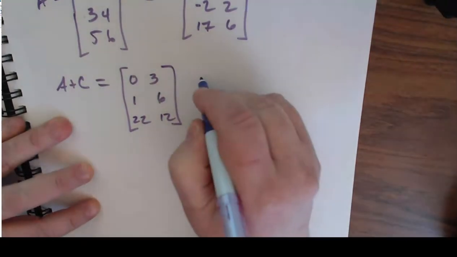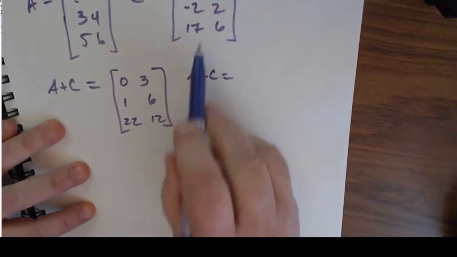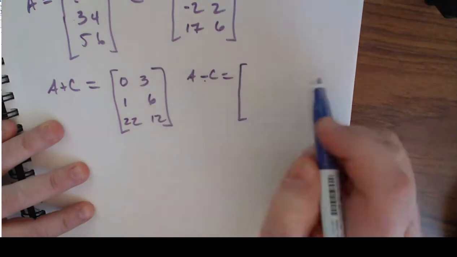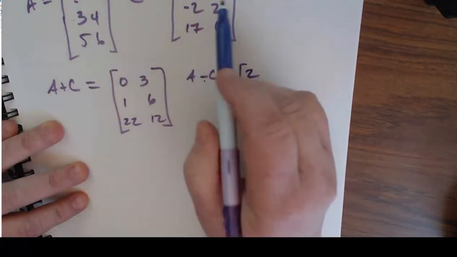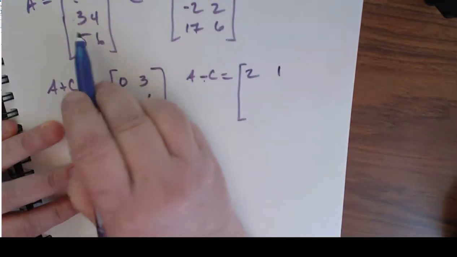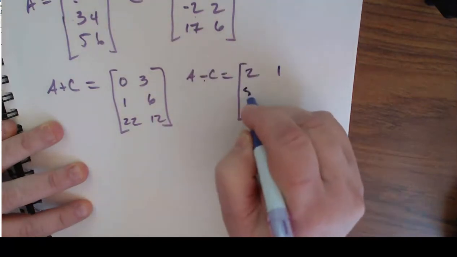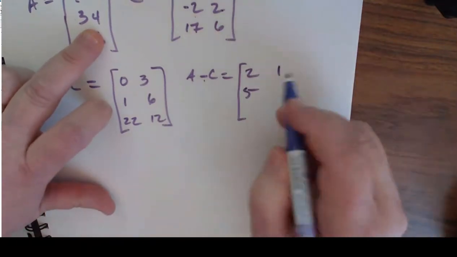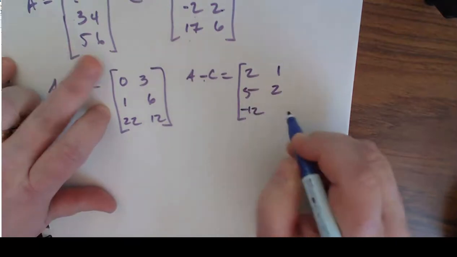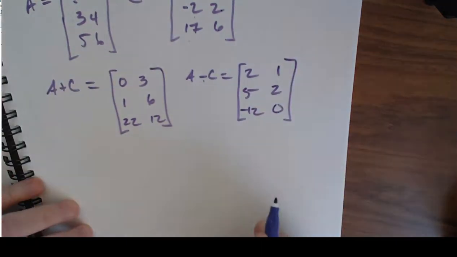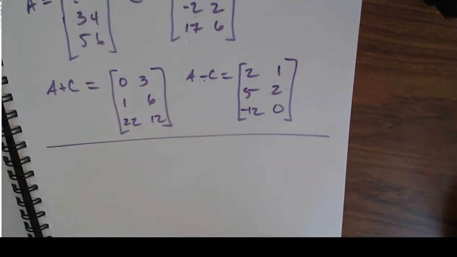If I wanted to say A minus C, that's the same thing as running a -1 through the C matrix. So I'd get 1 plus 1, 2 minus 1, 3 minus -2, which is +2, so that's 5. 4 minus 2 is 2. 5 minus 17 is -12. 6 minus 6 is 0. So that's how you do adding and subtracting.